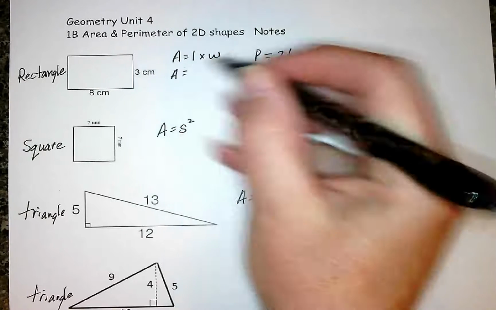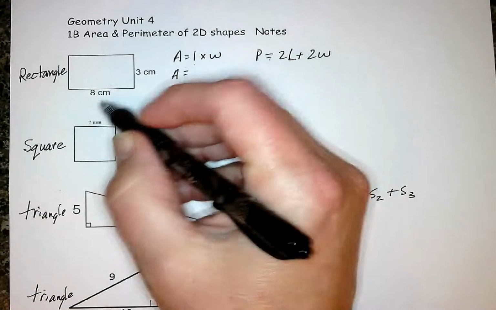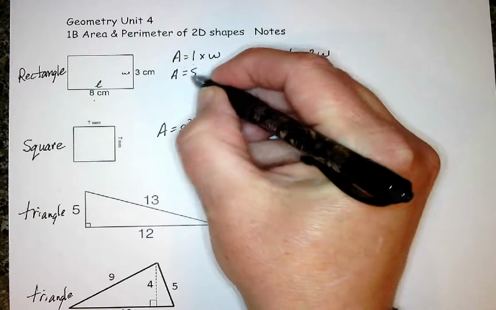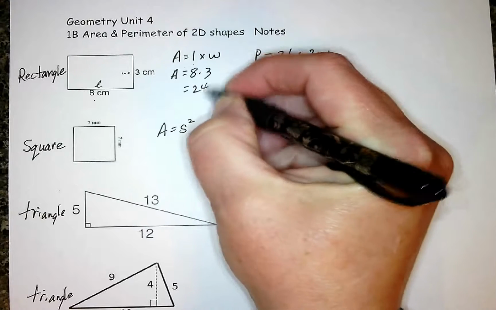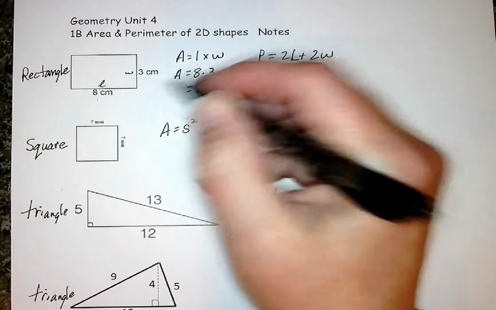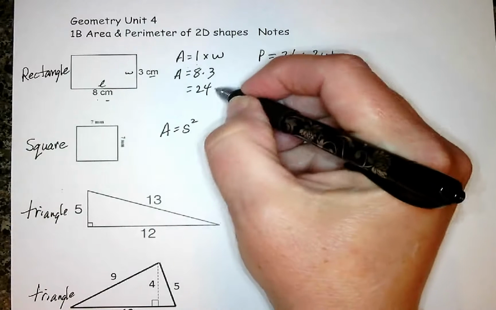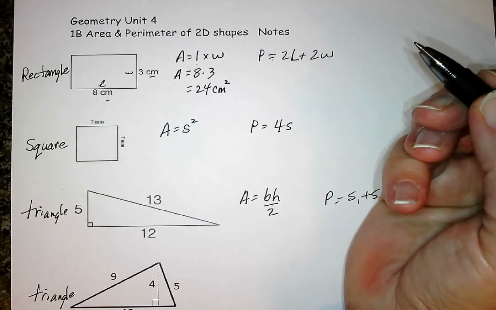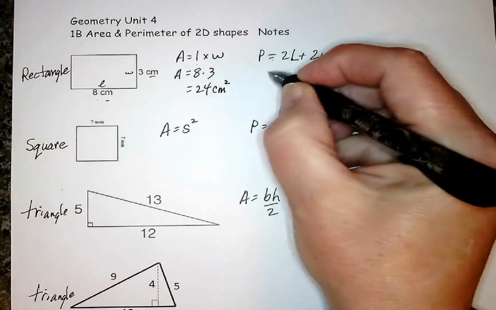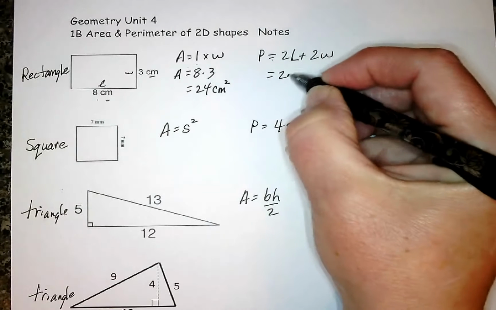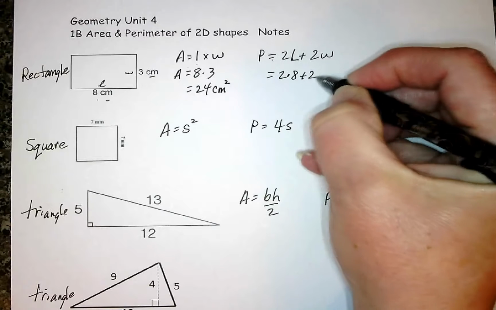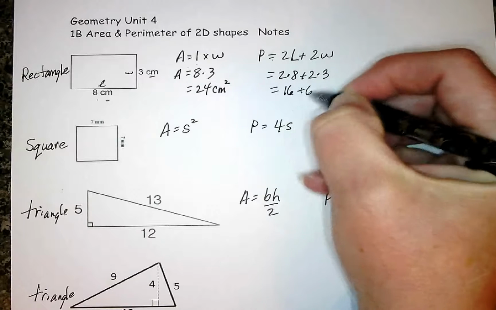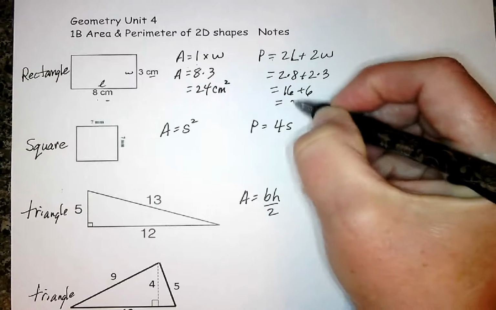So in this one, the area is length times width. Length would be the 8, width would be the 3, so 8 times 3, or 24. Now when we're talking about area, because these have units of measure here, we would say centimeters squared. Sometimes I say 24 square centimeters. For perimeter, we're going to take 2 times the length, which was 8, plus 2 times the width, which was 3. 16 plus 6 gives me 22.